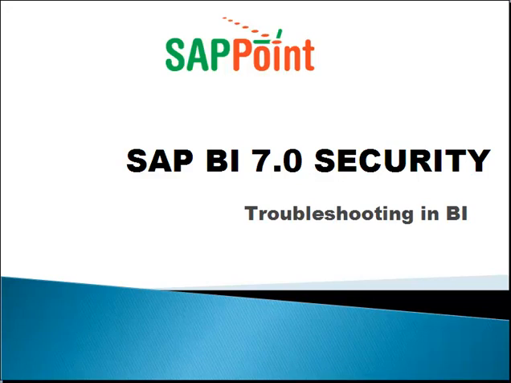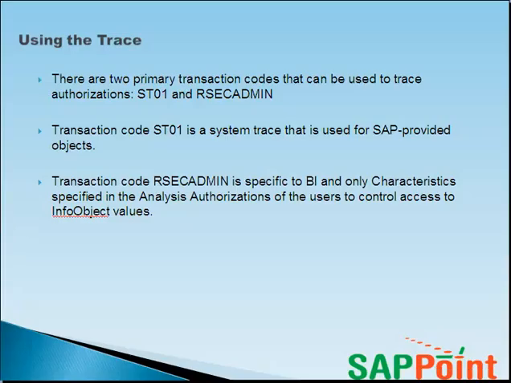We'll try to understand how troubleshooting is done in the BI system. Like in BW system, there are two primary transaction codes for troubleshooting purposes in BI. One is ST01 and the other one is RSecAdmin. Now ST01 was used in BW also for tracing the problems occurring due to SAP provided authorization objects.